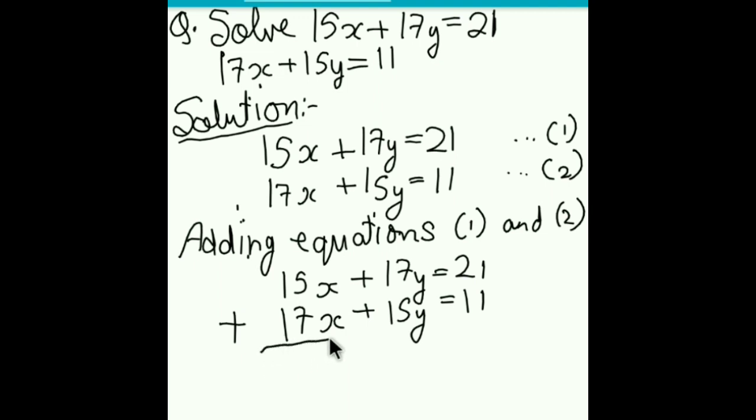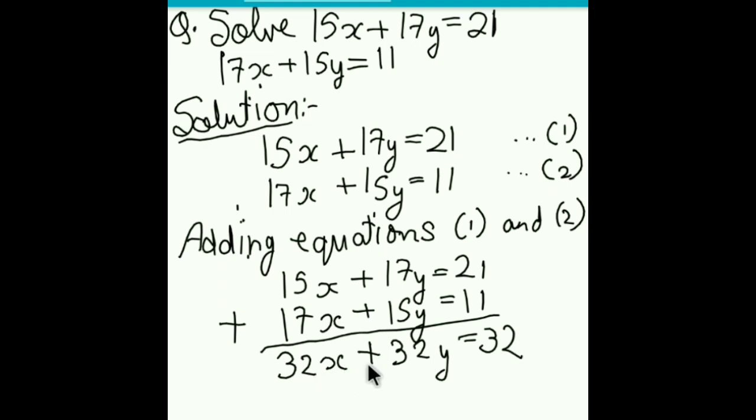So how will you add? 15 plus 17 will be 32x plus. See here both the signs are plus, both the signs of the numbers are plus, so we will write plus. Here also both the signs are plus, so 17y plus 15y will be 32y, equal to, and here 21 plus 11 will be 32. Okay, so 32x plus 32y equal to 32. This is the equation we are getting.